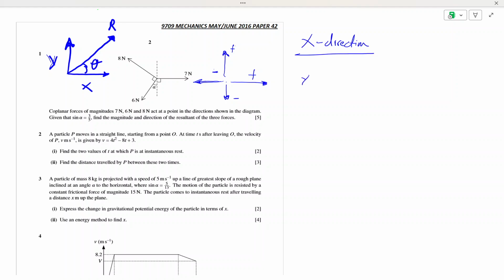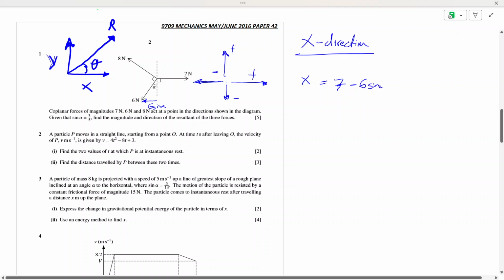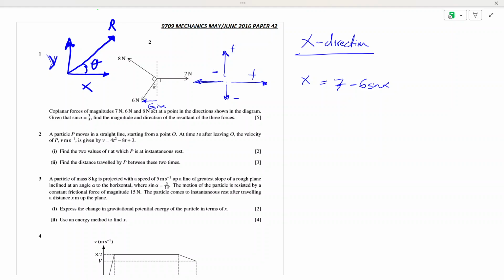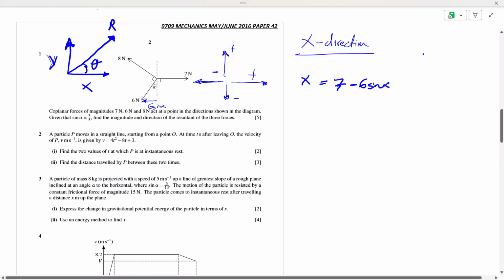So the resultant x is going to be equal to 7, which is in the positive direction, and then minus, because other forces are acting in the opposite direction, to the left. I have to resolve the 6 Newton force, and I have the angle alpha right there. This is a triangle, and this is going to be equal to 6 sine alpha. Then I'll also do the same with the 8 Newton force, so it's going to be minus 8.